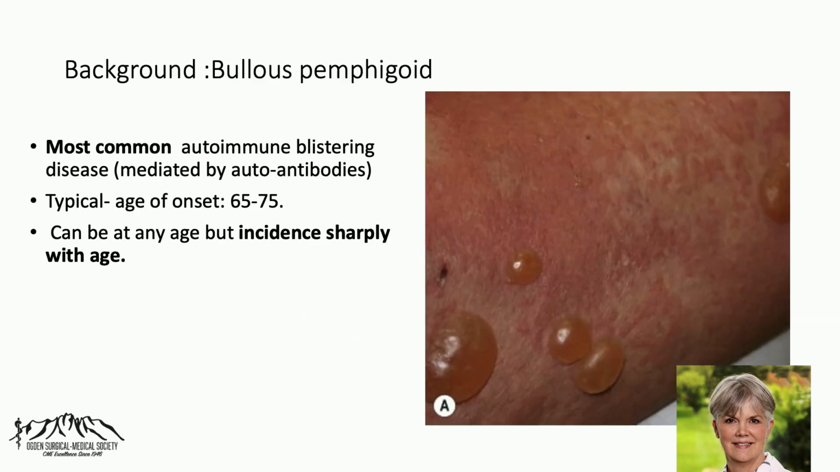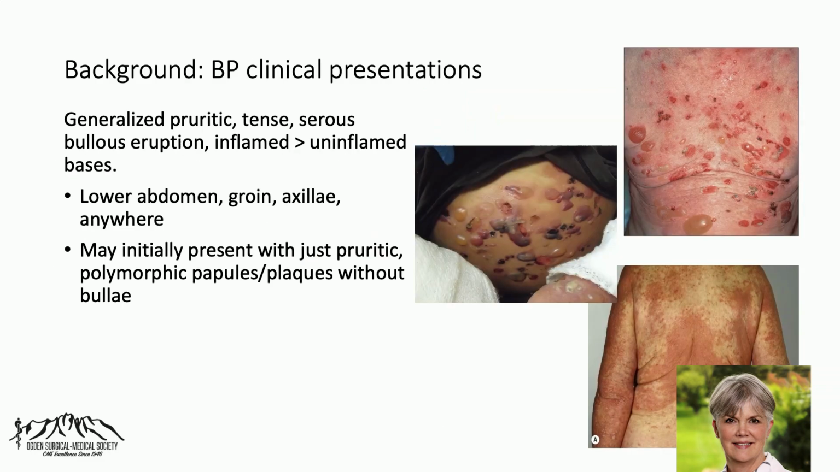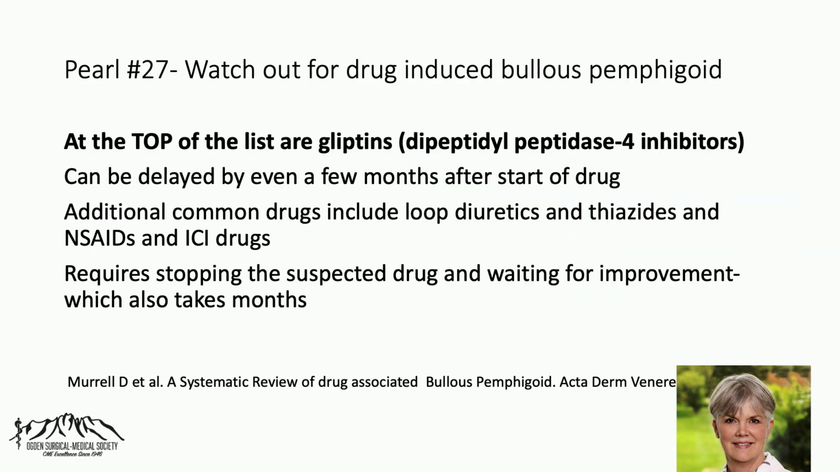All right, immunobullous disease. If you see elderly patients, you see immunobullous disease. Bullous pemphigoid is the most common one. It is autoantibody mediated. Your body makes the autoantibodies. They attack the basement membrane. It is very common in elderly people, and it rises with age. It is a miserable disease. They are crazy itchy with large serous bulla that are very inflamed. It tends to be more on the trunk and sort of in the flexural areas.